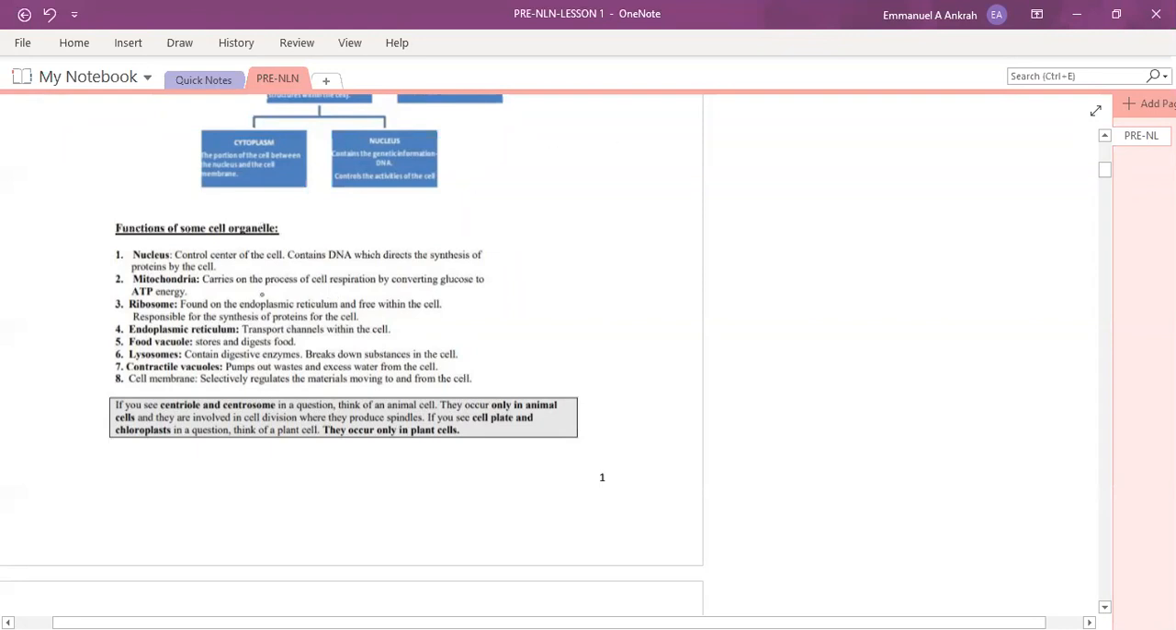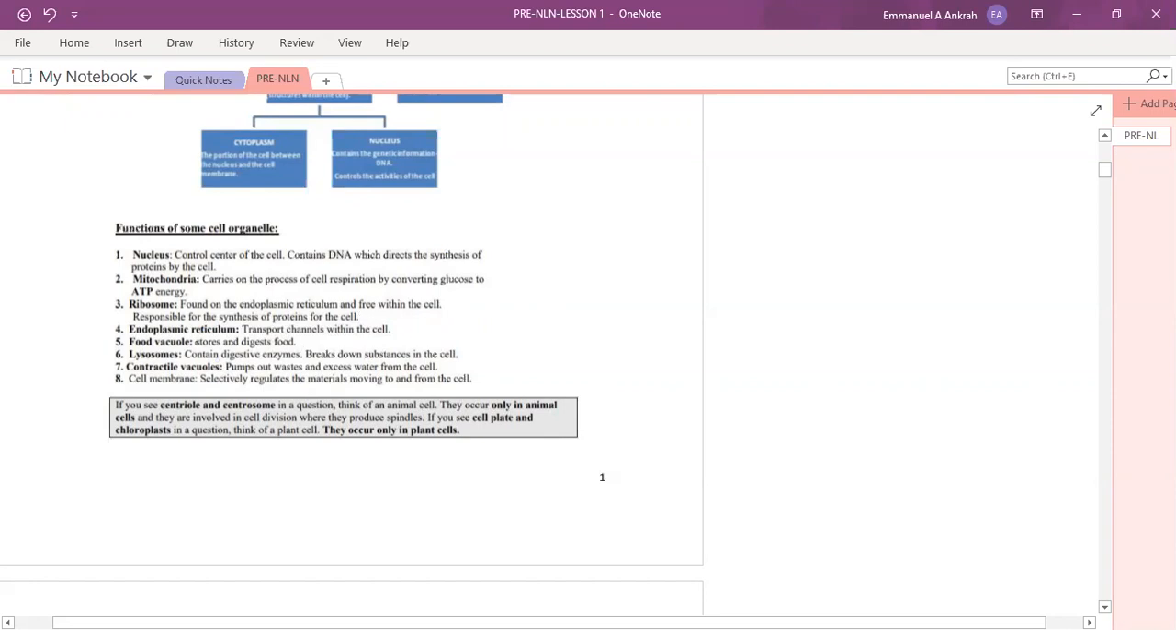And then the mitochondrion is the powerhouse of the cell. It carries on the process of cell respiration by converting glucose to ATP energy. And then you have the ribosomes, which are found on the endoplasmic reticulum and free within the cell. So there are two types of endoplasmic reticulum. One of them is the smooth ER, and the other one is the rough ER. So you have smooth and rough ER. Okay, I'll come back to that again.